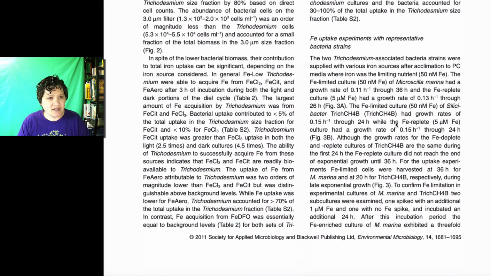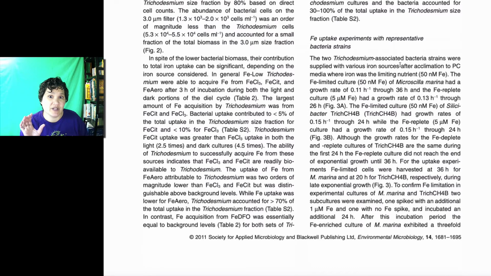All right, now we have iron uptake experiments with representative bacteria strains. The 2 trichodesmium-associated bacteria strains were supplied with various iron sources after acclimation to PC media where iron was the limiting nutrient. That's methods. The iron-limited culture had a growth rate of 0.11 per hour through 36 hours. Okay, do you see what that is? Suddenly we switched over to here's a result.